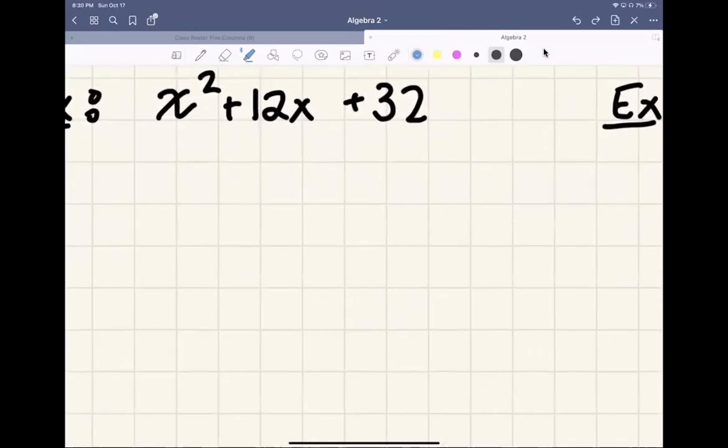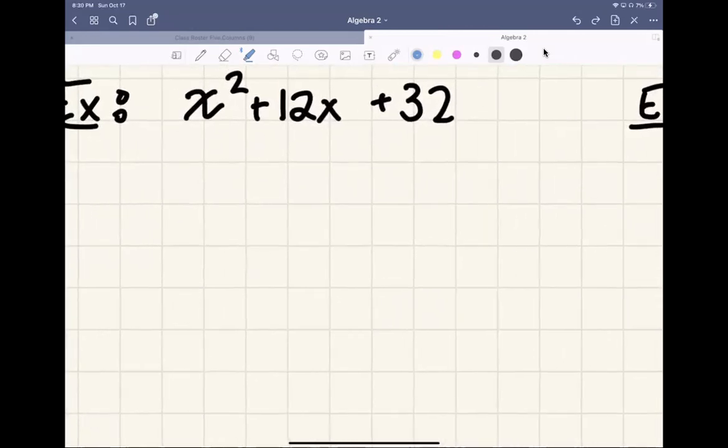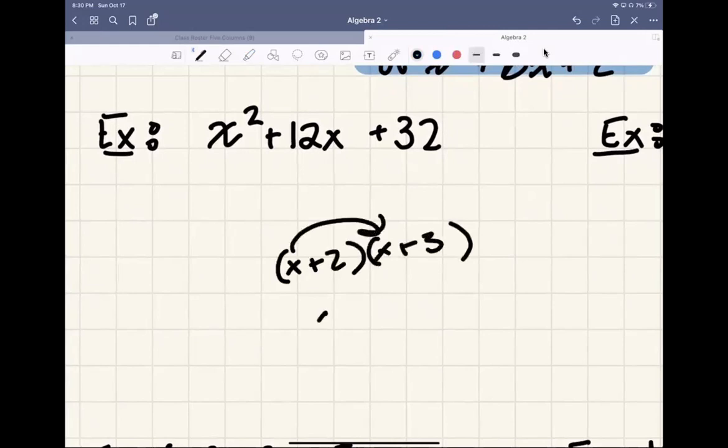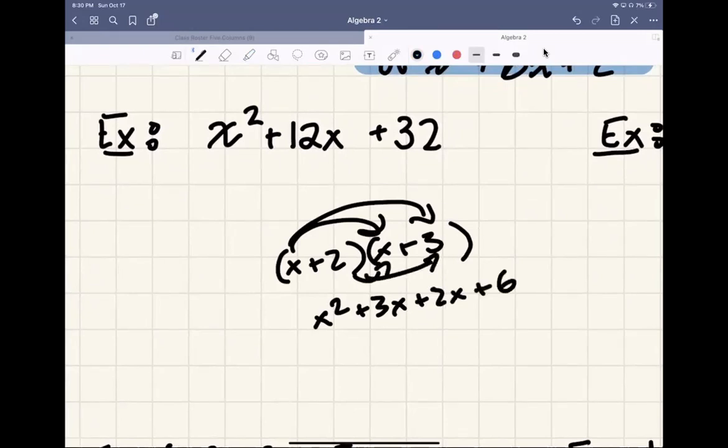If you don't know what factoring is, it's the opposite of the distributive property. Normally we get quadratics. Let's say you have x plus 2 times x plus 3. You will do x times x, that's x squared, plus 3x plus 2x, and then plus 6, right? And then you're gonna get x squared plus 5x plus 6. So this is called the distributive property.